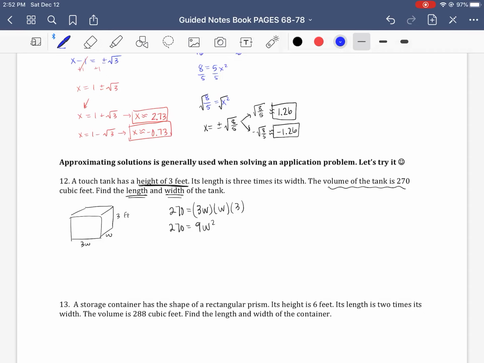Notice there's no middle term on this one, so I could put everything on one side, but really everything divides by 9, so let's start there. We get W squared is equal to 270 divided by 9. It should give us 30. So in this case, we now have W squared is 30, so we would go ahead and square root both sides to get rid of that squared so that we can find out what W would be.